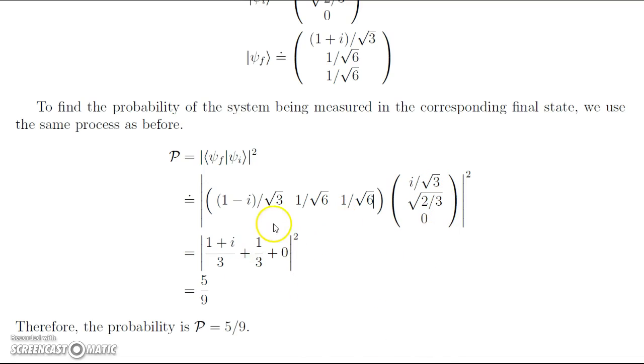And once we do that, we can just do standard matrix multiplication, and we get 1 plus i over 3, plus 1/3, plus 0. And now when we take the modulus squared, we just get 5/9, which tells us that the probability that the particle going through an analyzer coming out as psi initial, being measured in that state, and then later being measured in psi final, is 5/9.